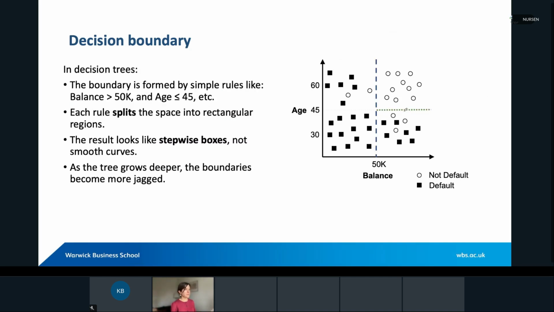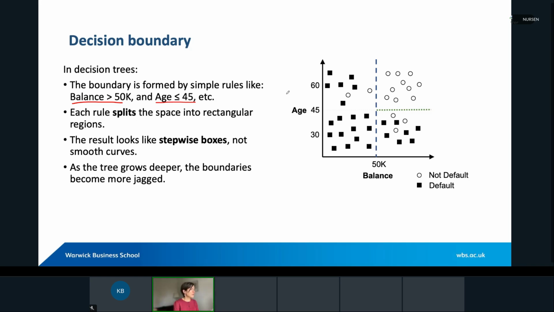Okay. So how is the decision boundary formed? In decision trees, actually, they are formed based on the features. We come up with some categories to classify those features, like balance is greater than 50K, age is less than or equal to 45. So we use the data set itself to identify the segments for a particular feature, and then use those like a rule to decide on the decision boundary.